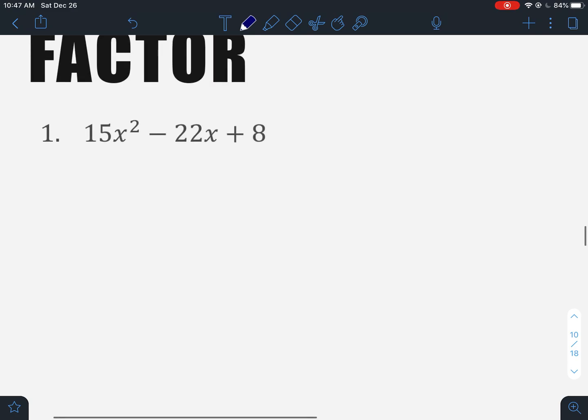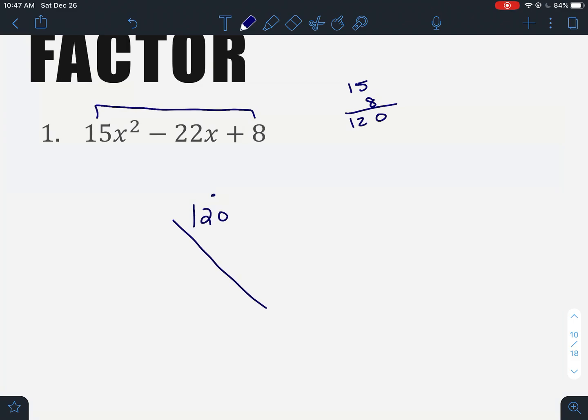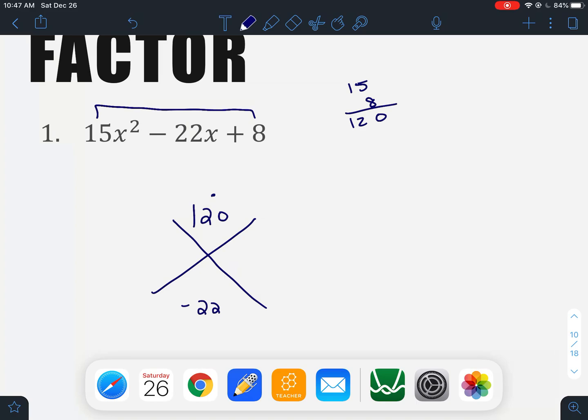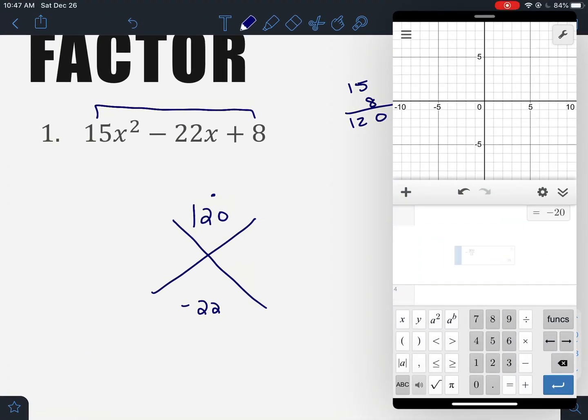All right, so let's try the next one. 15x squared minus 22x plus 18. So we'll take the 15 times the 8, which is 120. So I need to find two numbers that when I multiply them, I get 120. And when I add them, I get negative 22.